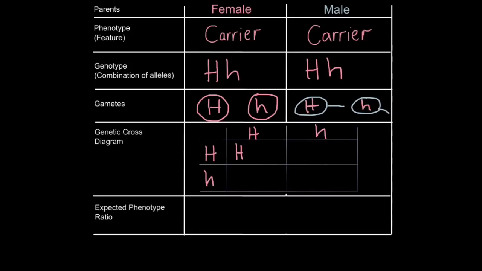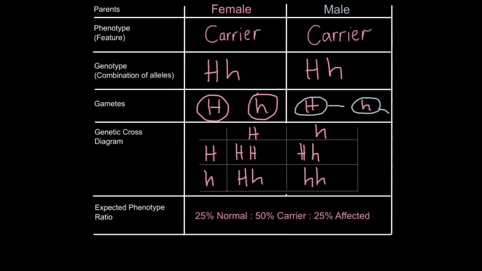Here we have homozygous dominant, heterozygous here, and homozygous recessive. So last time I used ratios, this time just for a change I'll show you percentages. So we have a 25% chance, 1 in 4, that the baby will be normal. We have a 50% chance that they'll be a carrier, and a 25% chance they'll be affected.